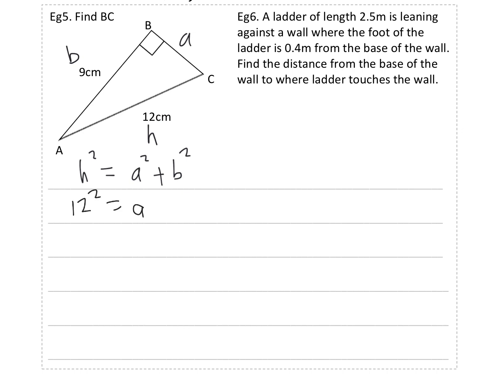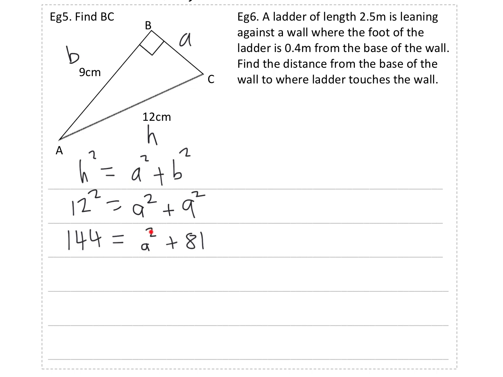The A we don't know, we just keep it as A. That's what we're going to try and find out. It's what represents the BC. And then B to A, the B is 9, so 9 squared. Now careful with my writing, this is an A, this is a 9. So if we square those out, we get that 144 would be A squared plus 81.